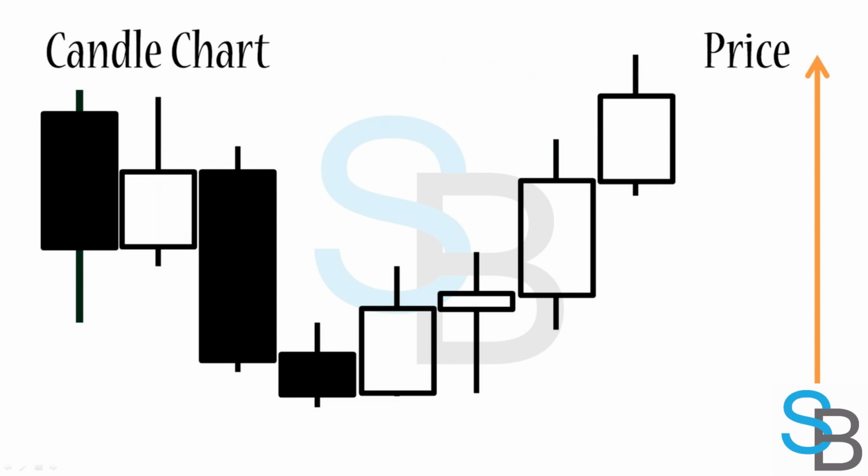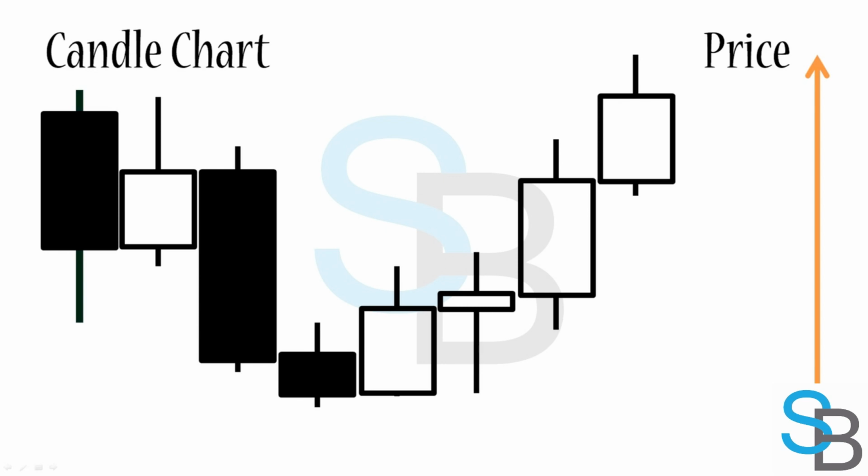Instead of vertical bars and horizontal dashes, we've got these rectangles with lines sticking out of them at the top and at the bottom, and some of the rectangles are hollow and some of them are filled. In essence, this chart carries the same information, it's just visually represented differently. First thing that we can notice is that because of these vertical lines, some of the rectangles actually do look like candles, and that's why it's called a candle chart.